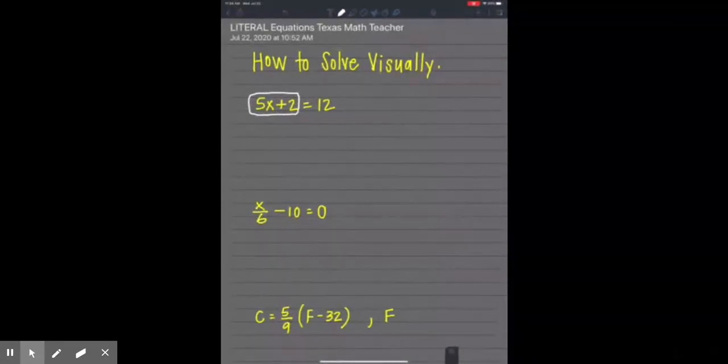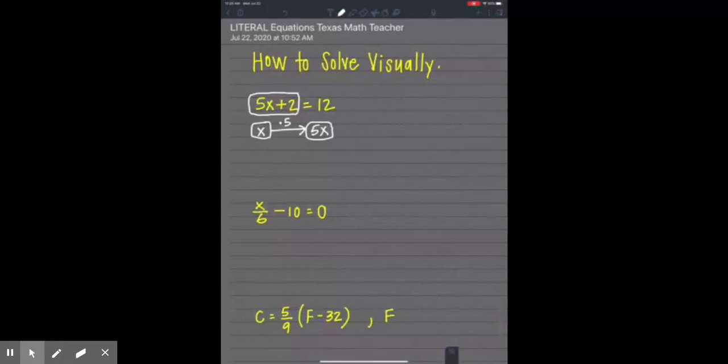Okay, and we're going to make a flowchart looking picture. So I'm going to take my x and draw an arrow like that. And I'm going to say to myself or my students, what is happening to x? What is happening to x in this expression or this part of the equation? And they're going to say, well, it's multiplied times 5. So I am going to rewrite that as 5x. And it should match up with the equation up here.